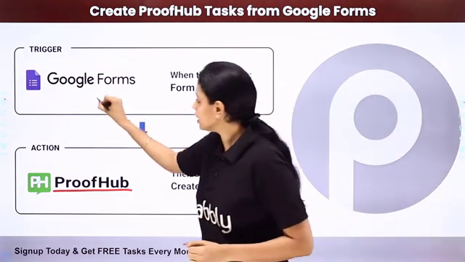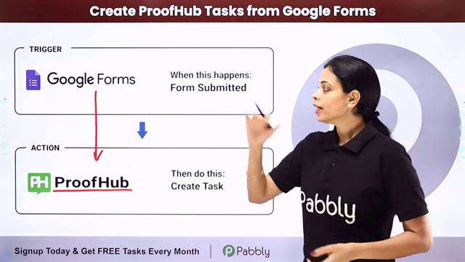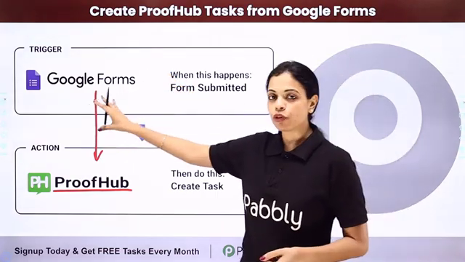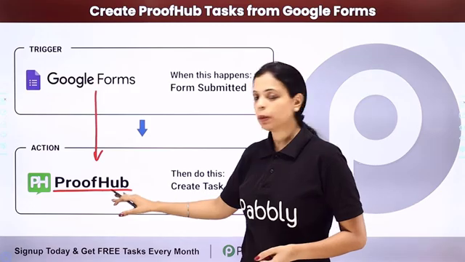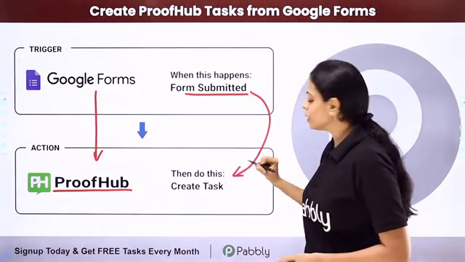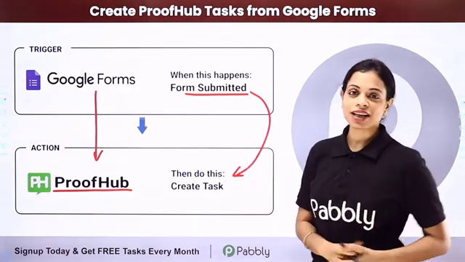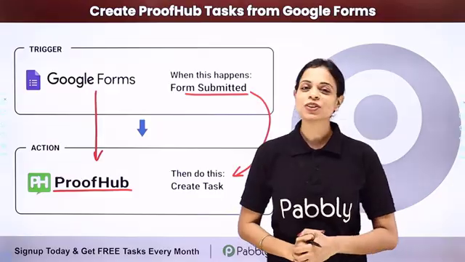For this you will have to integrate the two applications, and the same thing can be done using Pabbly Connect software. Here your trigger application would be Google Forms and your action application would be ProofHub. So every time a form is submitted, automatically a task would be created. Now how can you do this yourself, integrate and automate this entire process? To understand that, let me take you to my screen.